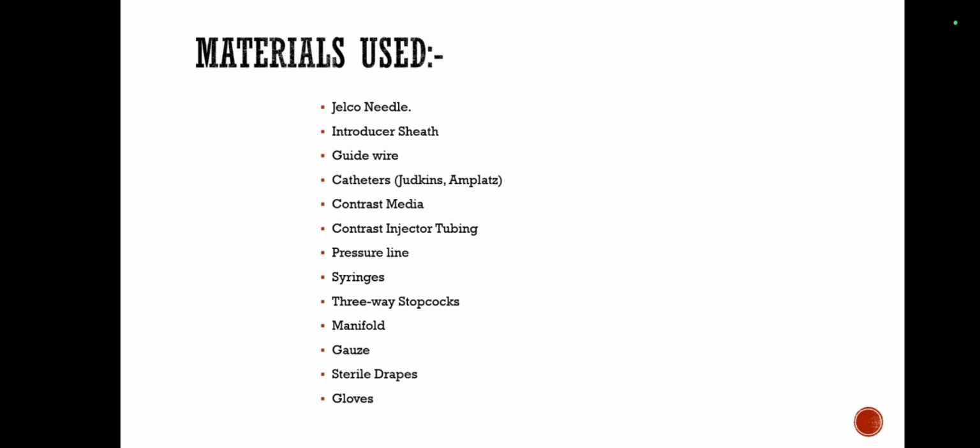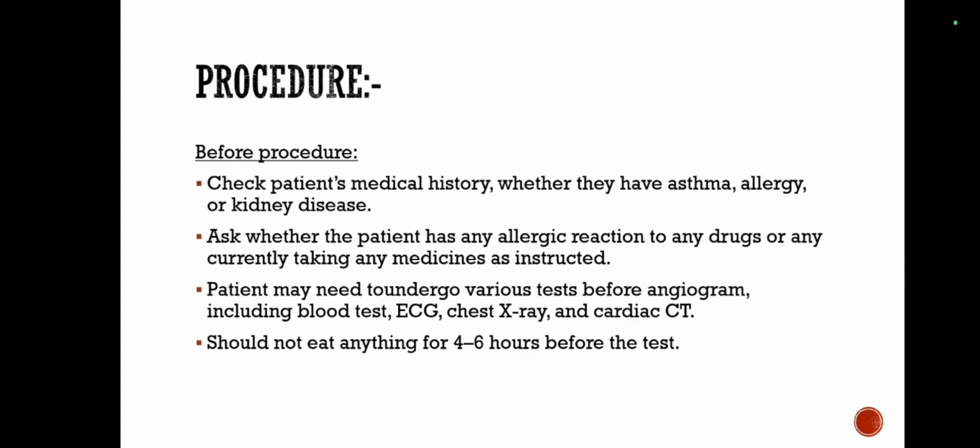The next is the guide wire, catheters, contrast media. We use the ionized contrast. The next is the contrast injector tubing. Then pressure line, syringes, three-way stopcocks, manifold, gauze, sterile drapes, and also gloves. Okay, so we'll jump into the procedure.